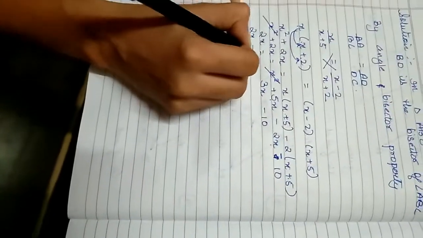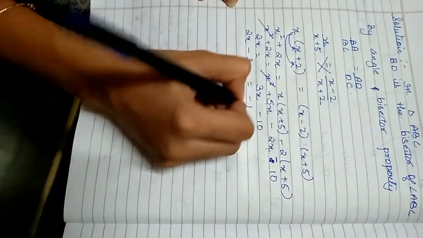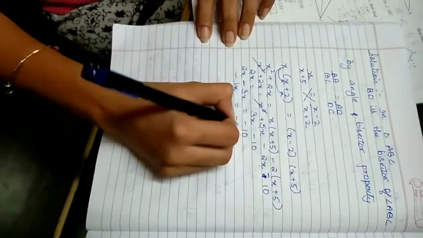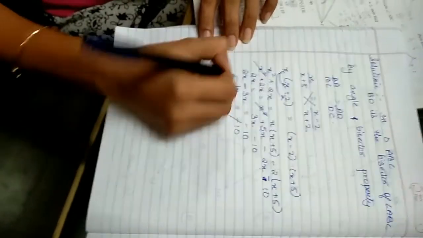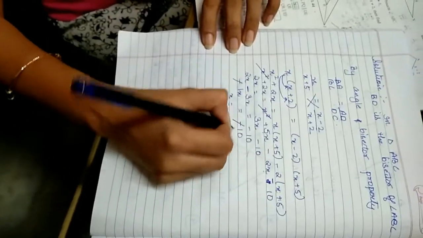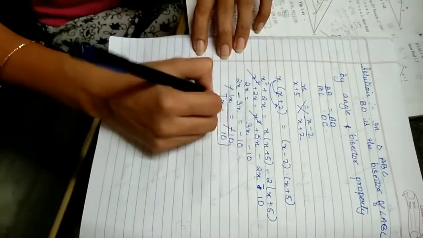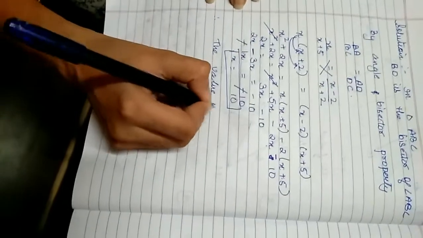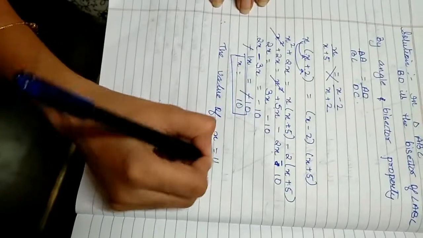2x plus 3x will shift this side, so it will get converted into minus 3x. 3 minus 2 is 1, but the greater number's sign is minus, therefore minus x is equal to minus 10. Minus minus will cancel out. x is equal to 10. Final answer, the value of x is equal to 10.